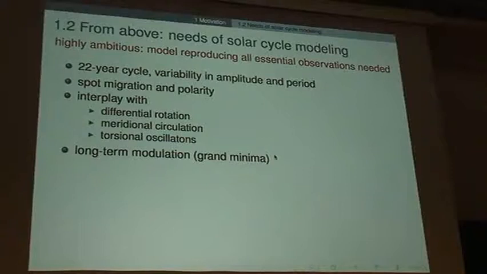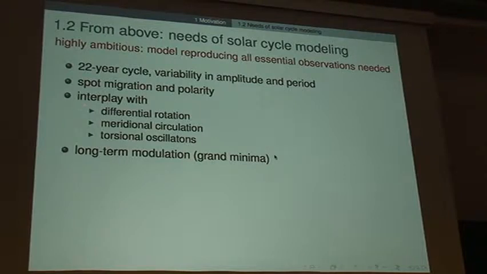A model is wanted which reproduces essentially all the observations that we have about the Sun. Of course, the 22-year cycle has to be reproduced. Then there is the variability in amplitude and period. It's just what we are interested in: how strong or how weak will the next cycle be? And what about the occurrence of active regions, of sunspots? Do they occur at the right latitude? Do they migrate in the right direction towards the equator?